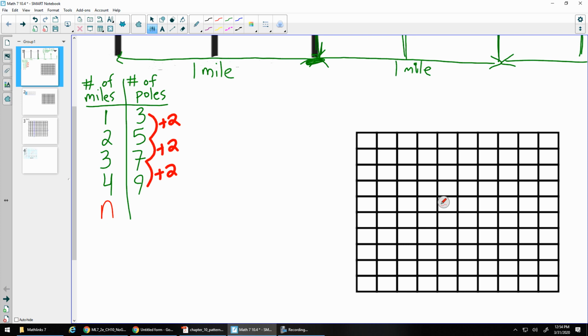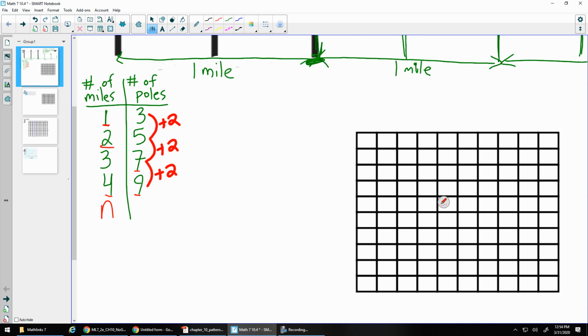Well, since I see that it's going up by 2, that tells me the multiplier. So I know that I'm going to be taking my number of miles, and I'm going to have to times it by 2. So if I take 1 and I times it by 2, I get 2, which is, I'd have to add 1 to get to 3. Well, let's see what happened if I had 2 miles. 2 miles times by 2, because there's 2 telephone poles being added for every mile. 2 times 2 is 4, plus 1 is 5. 3 times 2 is 6, plus 1 is 7. 4 times 2 is 8, plus 1 is 9.